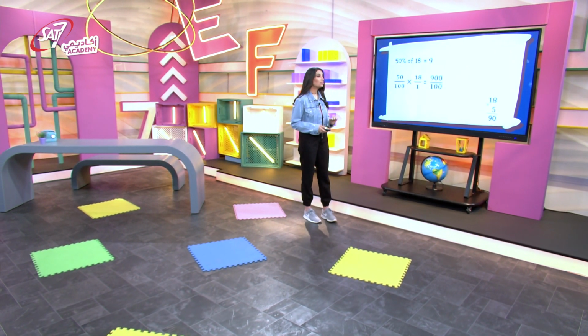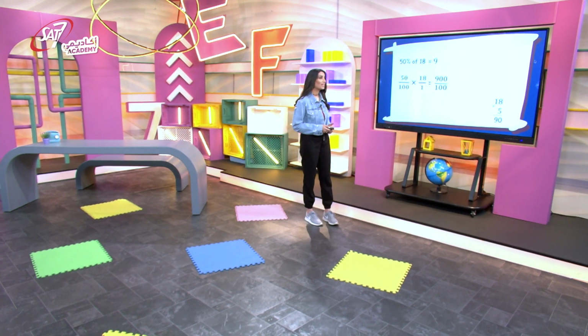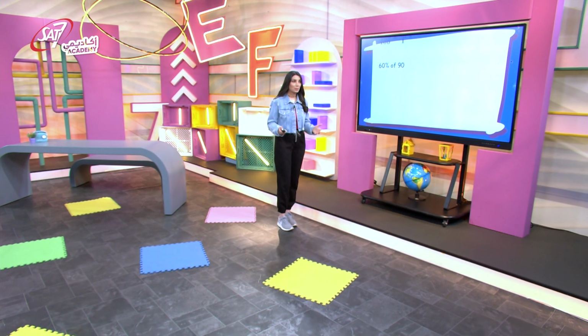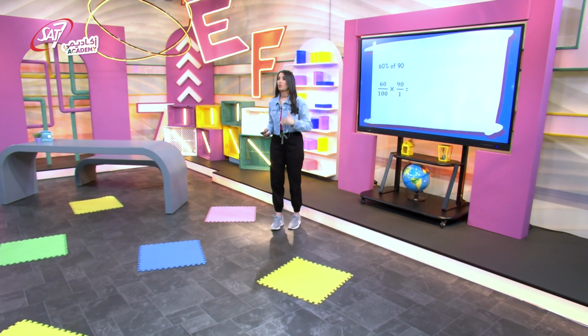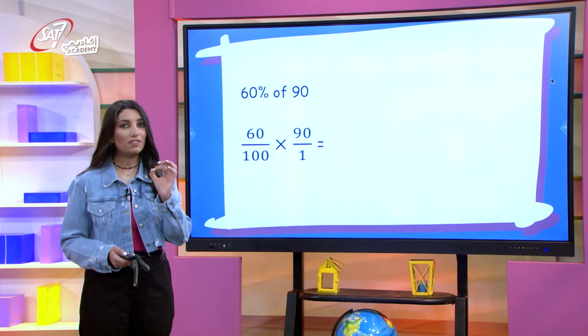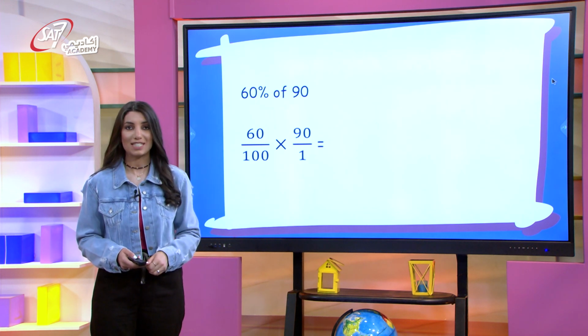There were 90 students in 4th grade. 60% of them chose playing music as an after-school activity. How many students joined the music club? What is 60% of 90? 60% means 60 over 100, and 90 means 90 over 1. The word "of" represents a multiplication sign.